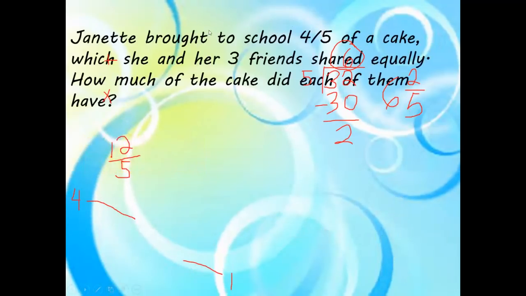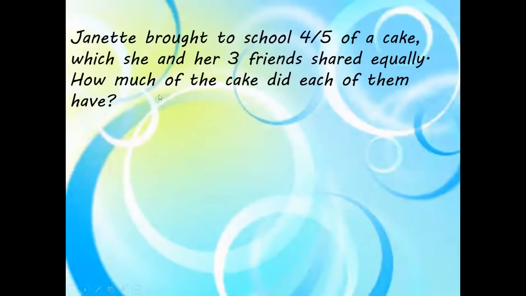Okay? So next, let's have an example of a problem solving. Janet brought to school 4/5 of a cake, which she and her 3 friends shared equally. How much of the cake did each of them have? So we all know that we need to divide the 4/5 among the friends. It says here, Janet brought to school 4/5 of a cake which she and her 3 friends. So this is not only 3. So this should be 4. We should divide this 4/5 by 4, because it says here, she and her 3 friends.